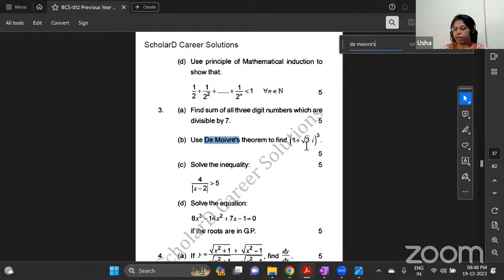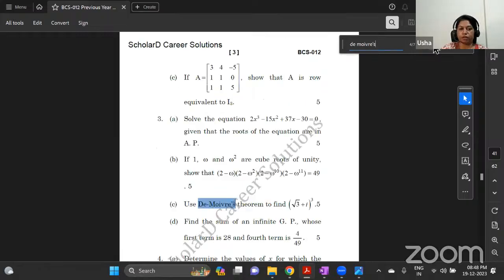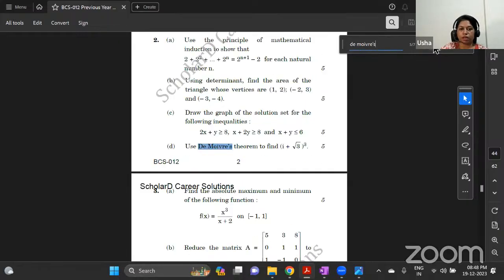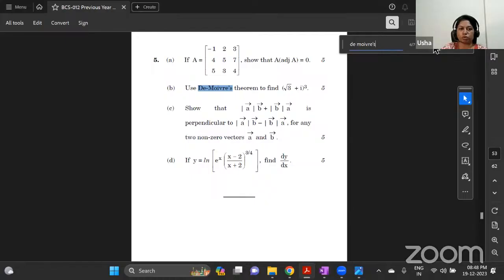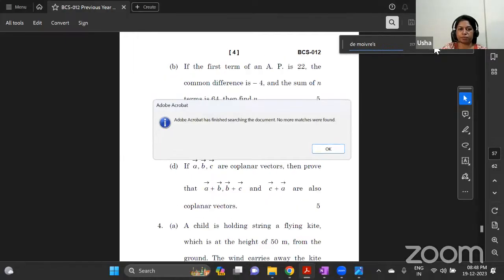The z value will be the same, but for the theta value, you will get b by a, right? You will get root 3 by 1, which is going to be pi by 3. Instead of pi by 6, you will get pi by 3, and you can solve it. See, the same question is repeating, so you can practice.